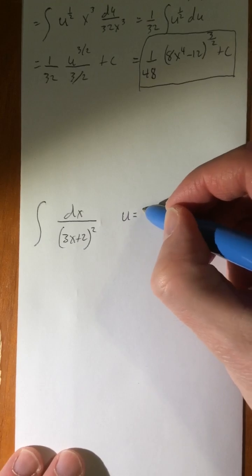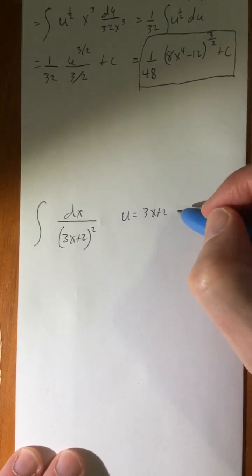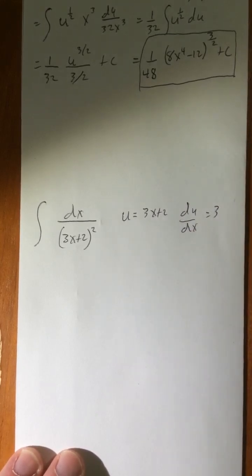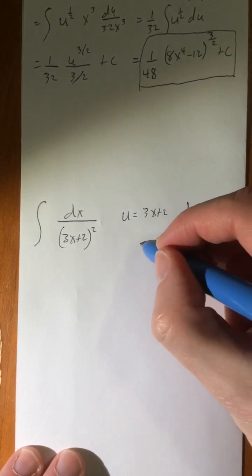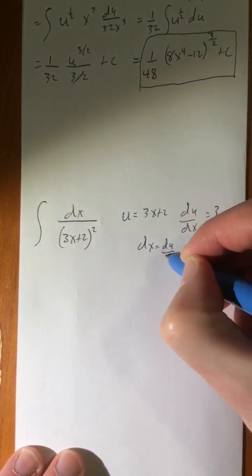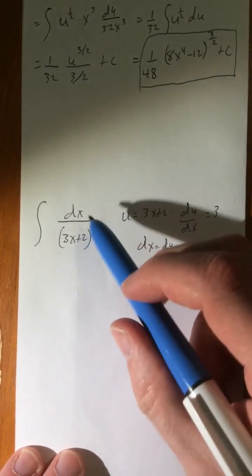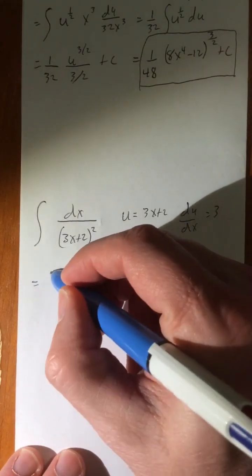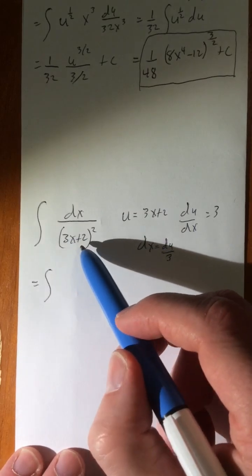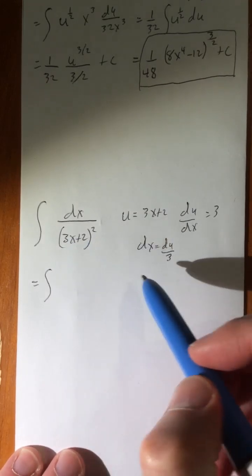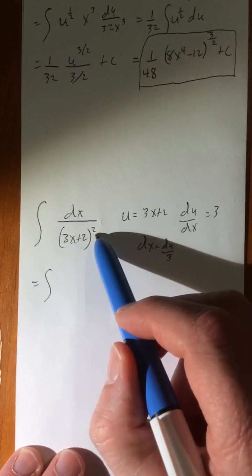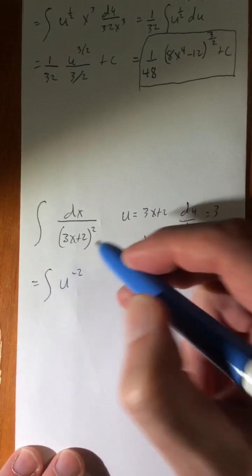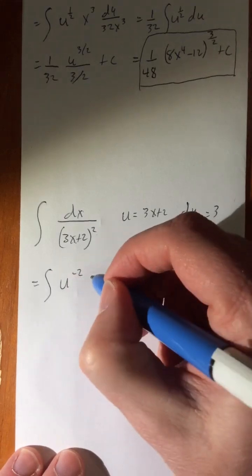u is going to be 3x plus 2. And so du dx is 3, and dx equals du over 3. So we're just going to make our substitutions here, and we're going to bring this up. So instead of 3x plus 2 squared in the denominator, we're going to have u to the 2nd power, but negative, because we're going to put it into the top. So we're going to have u to the negative 2nd power. Our dx is du over 3.